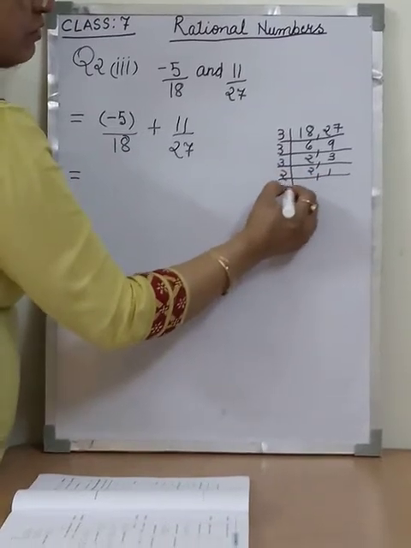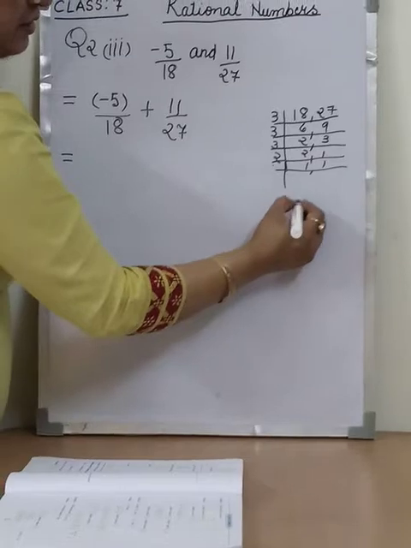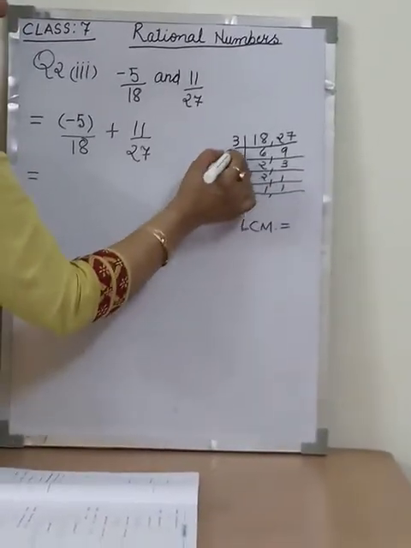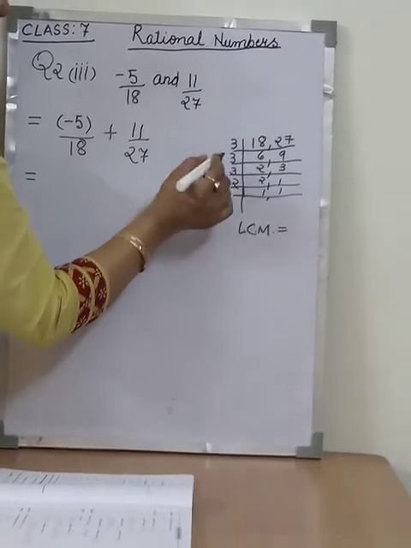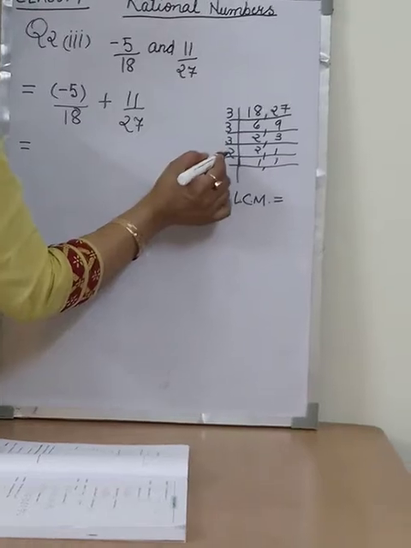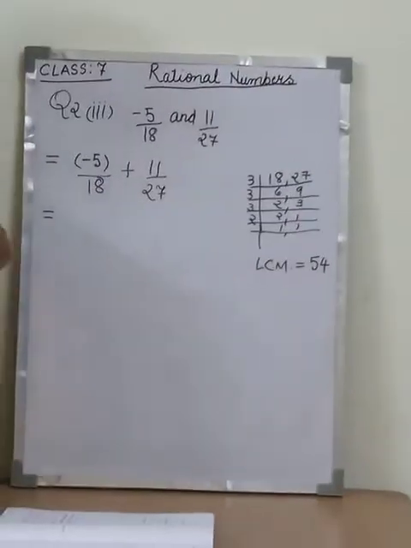And now 2. So what is the LCM? You have to show the LCM in the rough column. 3 into 3 into 3 into 2. 3 threes are 9, 9 threes are 27, 27 double is 54. The LCM is 54.